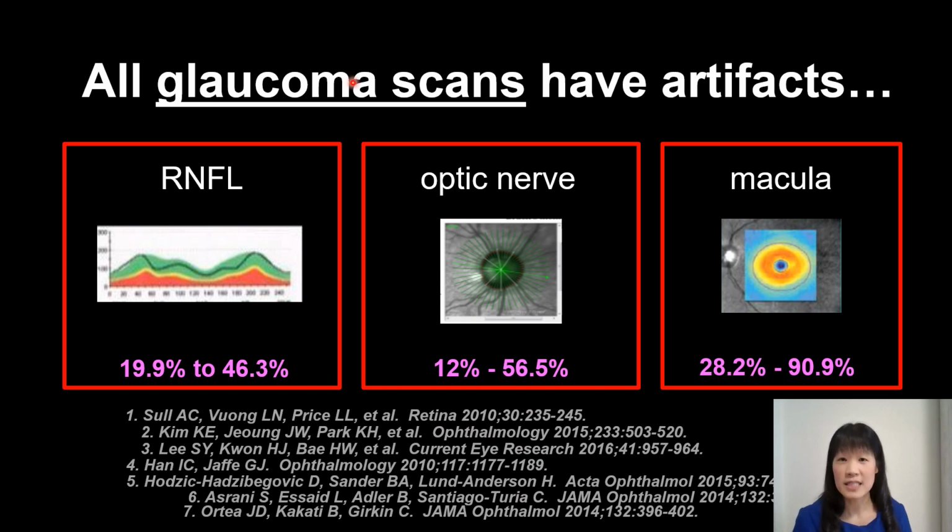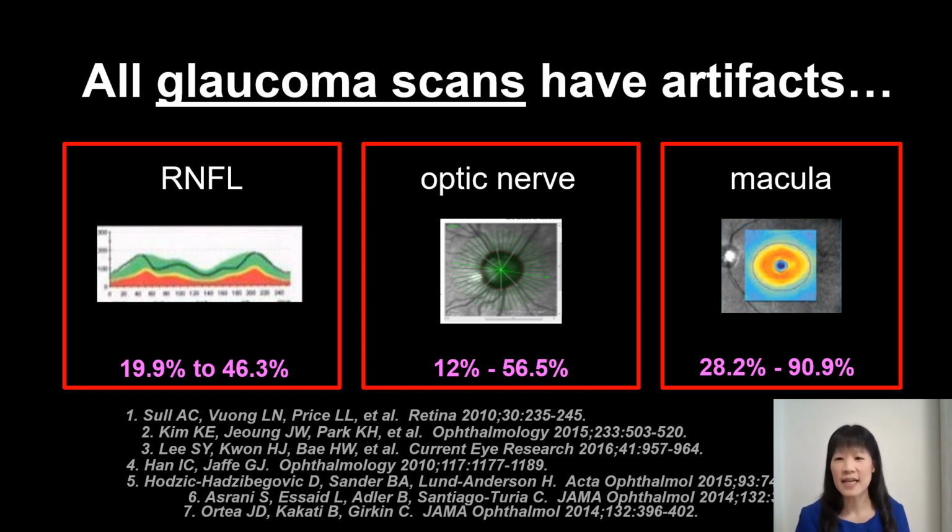And all OCT machines, regardless of which scan you're using, the RNFL, the optic nerve, and the macula, all glaucoma scans have artifacts, and it's about 50%. So this is really bad. That means 50% of the time, plus minus, we as clinicians need to know when our OCT scan has an artifact and it is giving us bad data. Because obviously if the data is unreliable or bad, then we need to throw it out.